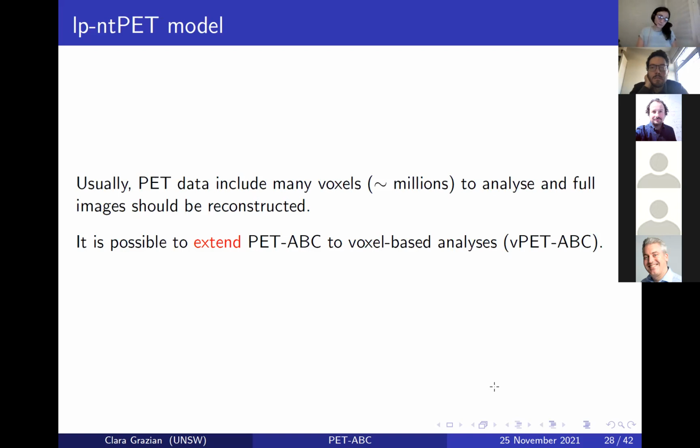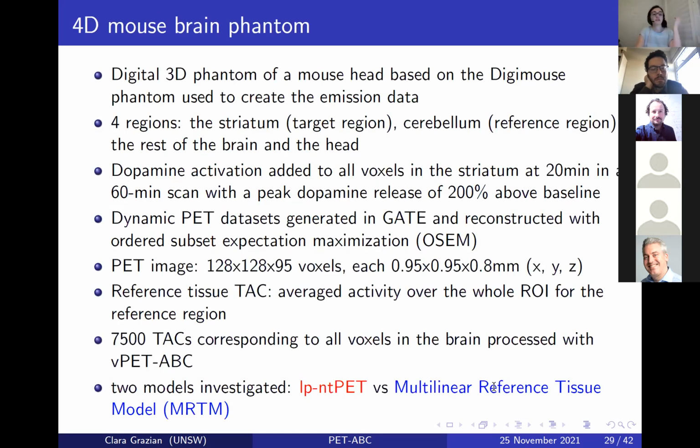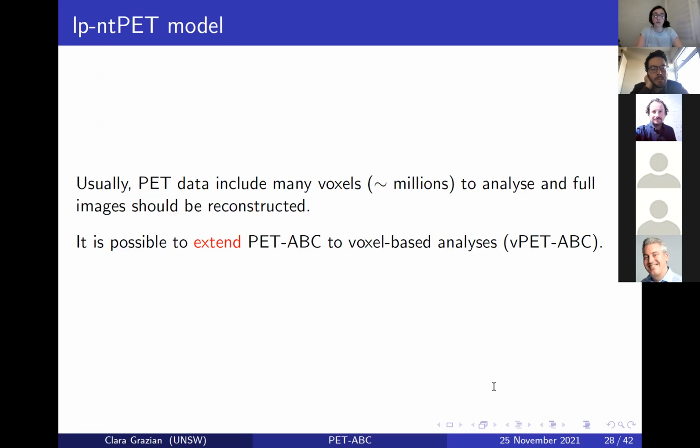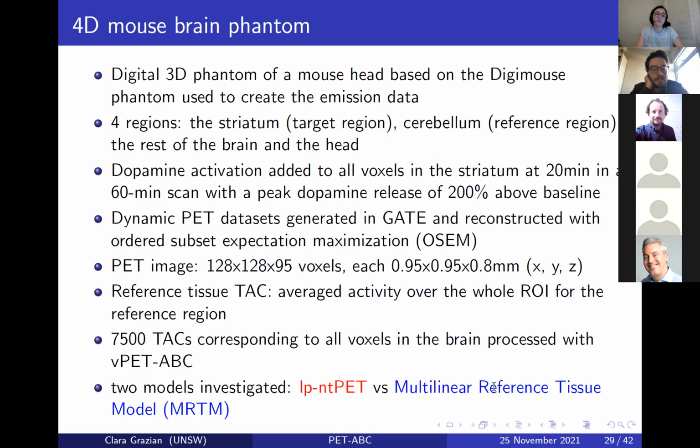So PET-ABC can be extended for a voxel-wise analysis. The main point of this is that ABC is extremely parallelizable. We performed an analysis again on a mouse where there were 4 regions of interest in the brain. One was the striatum, which was the target region, one the cerebellum, which was the reference region, and then the rest of the brain and the head.